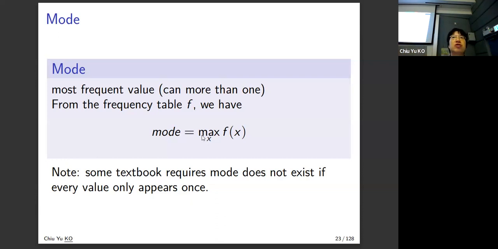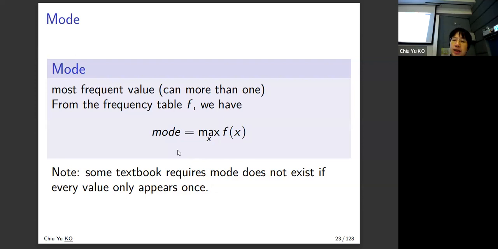Okay, but of course you can still do it when the data is large. As I mentioned, the mean and median don't differ too much, so it can still be doable. And for the mode, there's a little complication, because different textbooks have different meanings. Some textbooks would say if every value appears once, there is no mode.